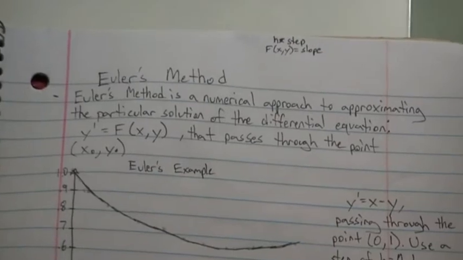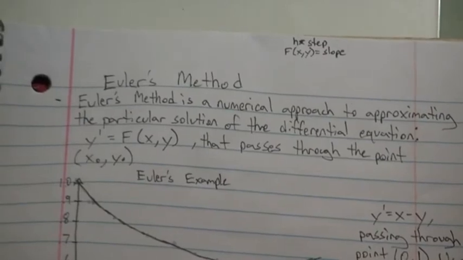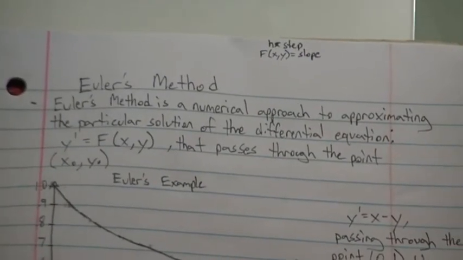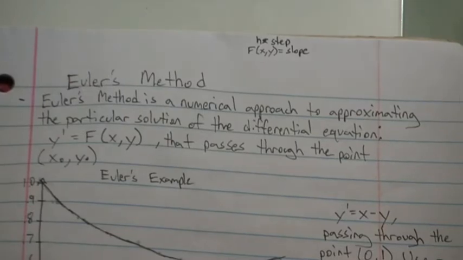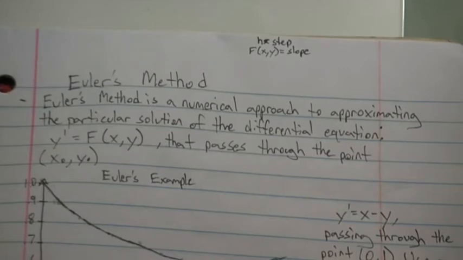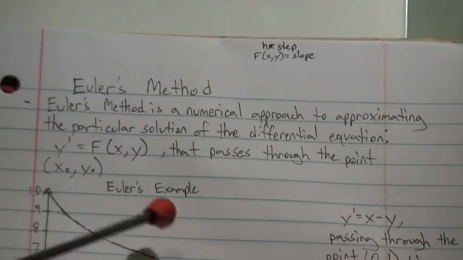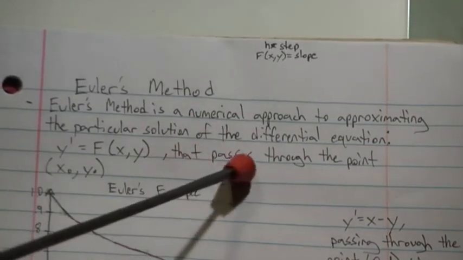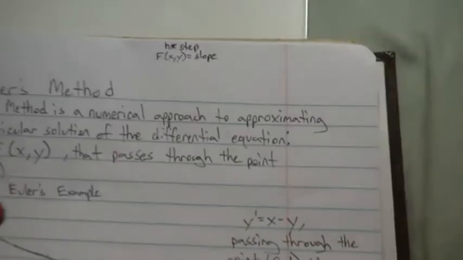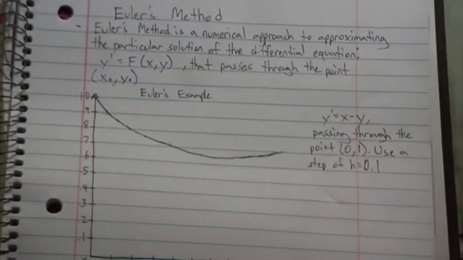Okay. We're about to do the next section of this chapter, which is Euler's method. Euler's method, not yours. Euler's method is a numerical approach to approximating the particular solution of the differential equation y prime equals f of x, y, which is also the slope, that passes through the point x initial and y initial, which is the initial x and y.